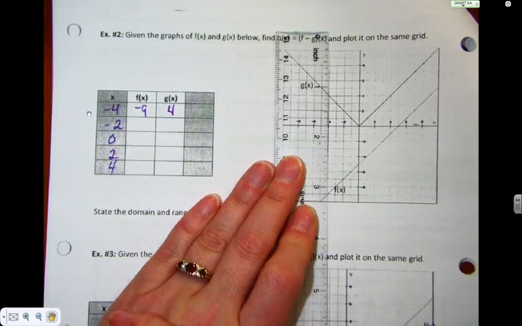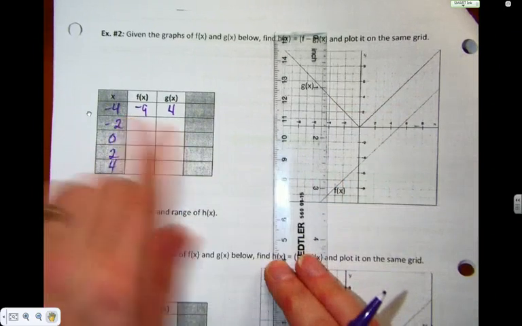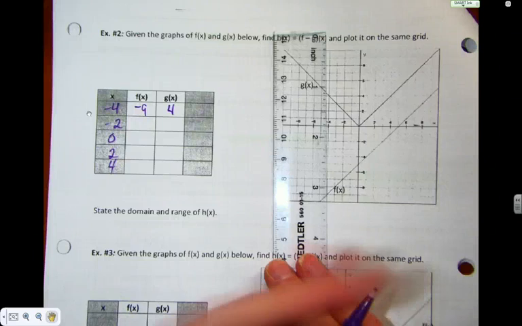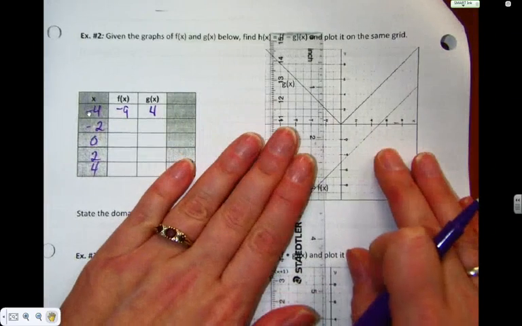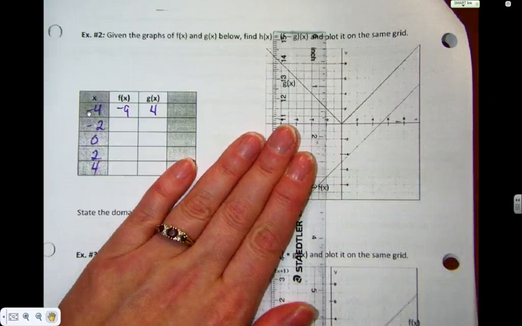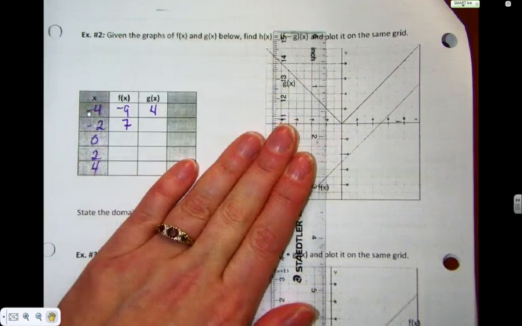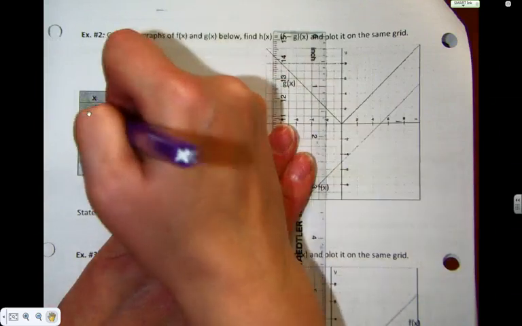Just make sure you're doing them in the right order because we're about to do a subtraction and it's going to matter. So make sure you're doing your f of x before your g of x. Okay, same thing at negative 2. So what's the y value of f of x at negative 2? Offer of 7. Offer of negative 7.